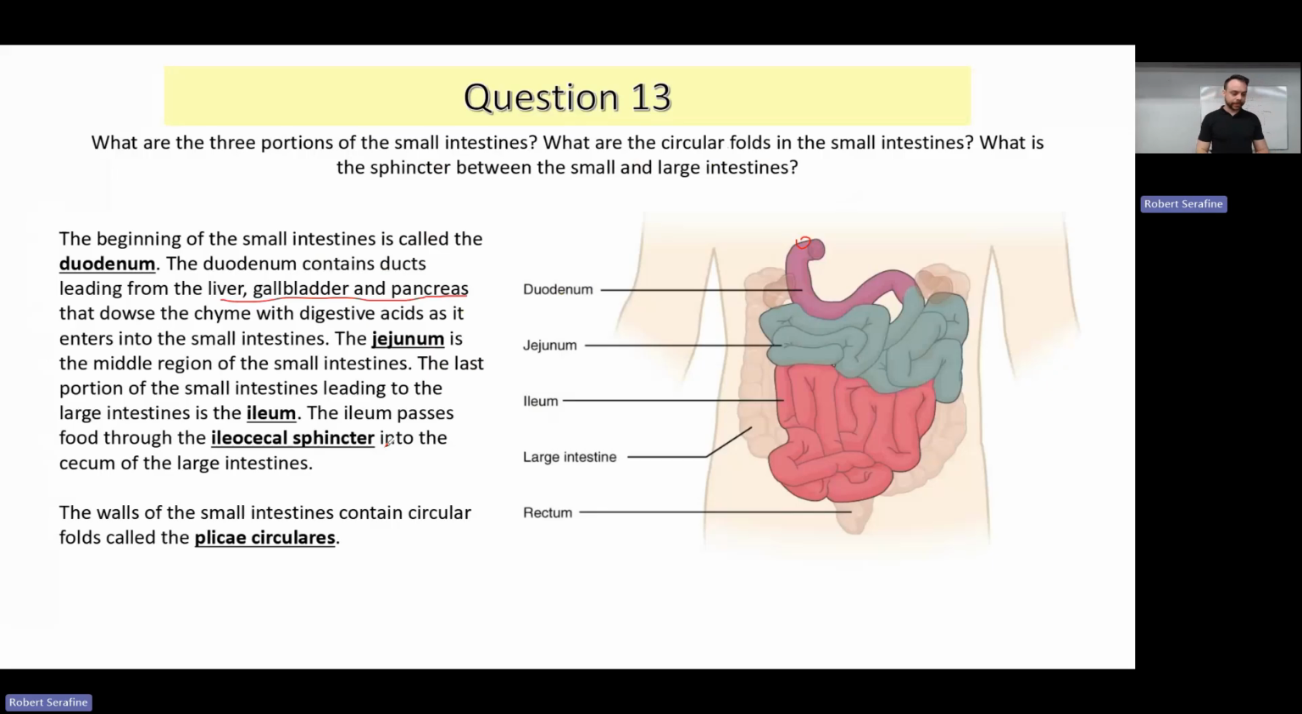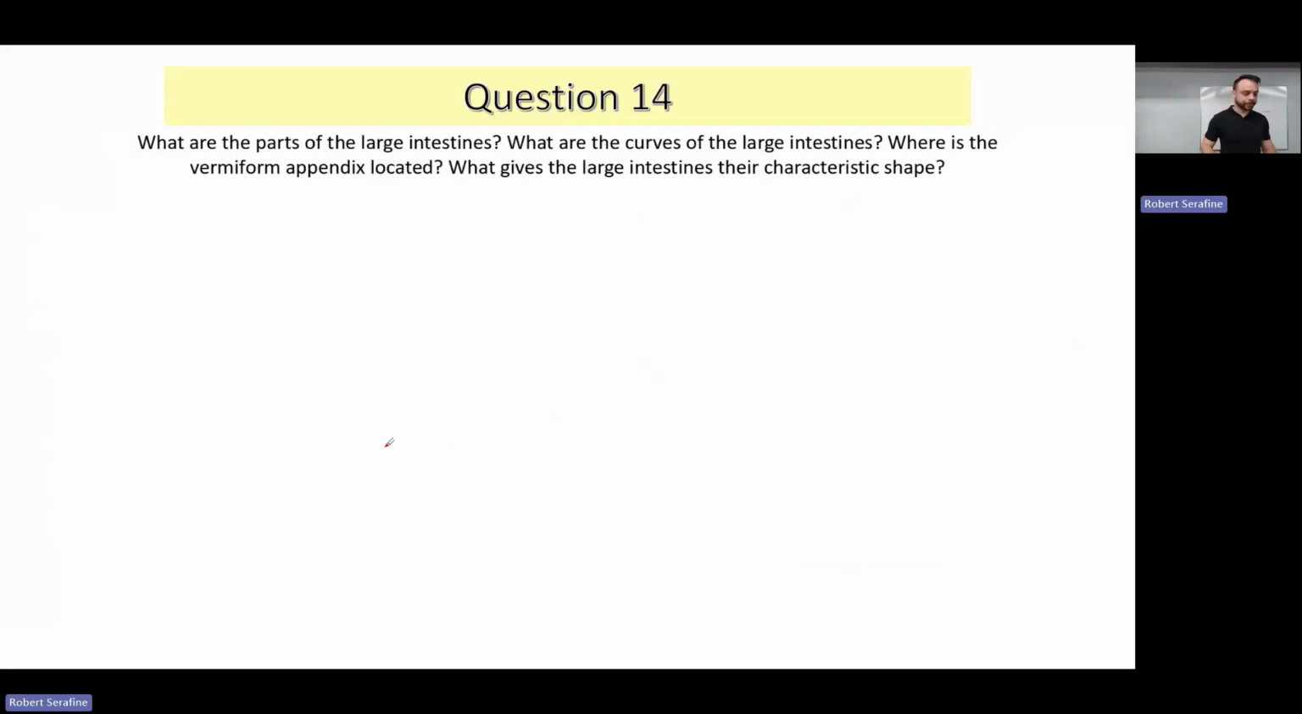It is important to note that the vast majority of all the absorption of nutrients that occurs within the digestive system occurs within the small intestines. Roughly about 90% of all minerals and vitamins and everything in the food that we're going to absorb and uptake into our body happens here in the small intestines.